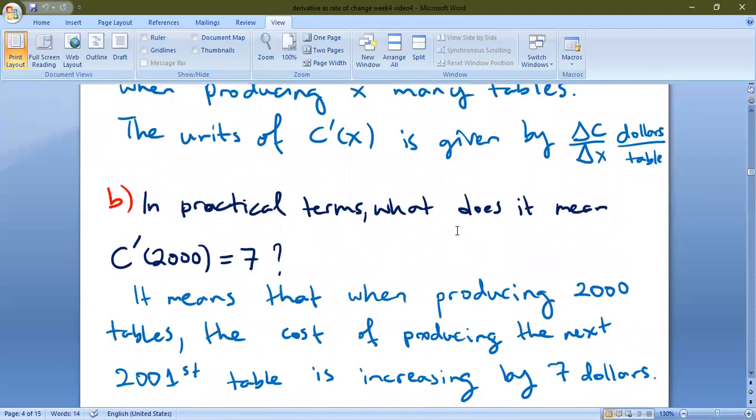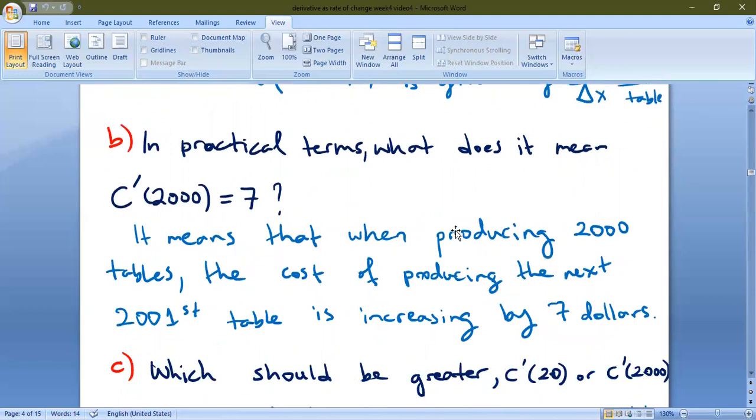Here's another question. In practical terms, what does C prime of 2000 equals 7 mean? It means that when the company produces 2000 tables, the cost of producing is increasing at $7 per table. Or you can also see it like the cost of producing the next table, which is the 2001st table, is about $7. After having produced 2000 tables, producing the next table, which is actually the 2001st table, is going to cost $7.